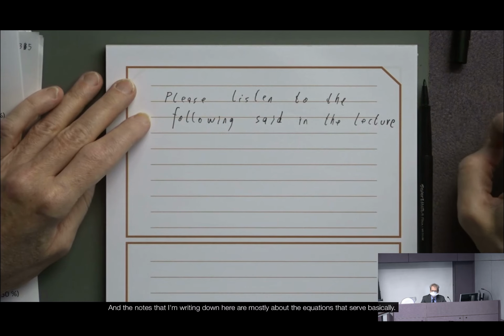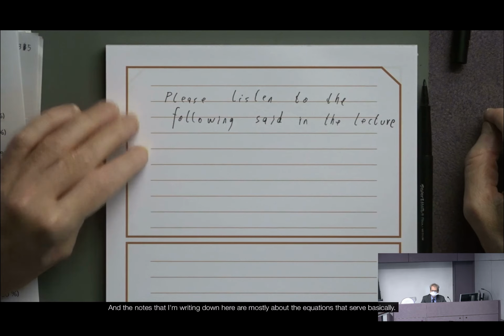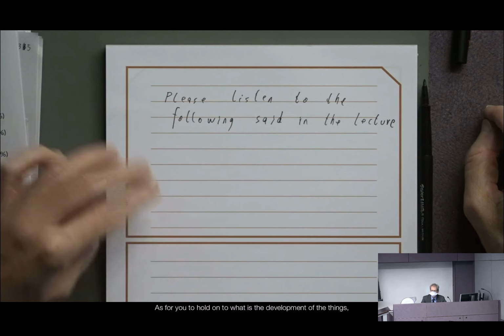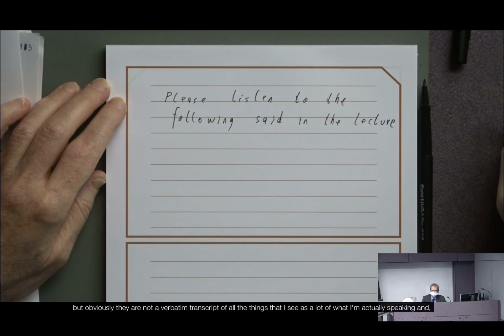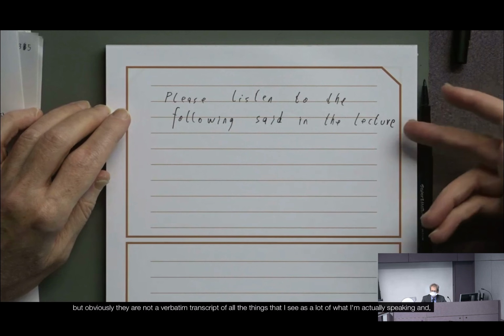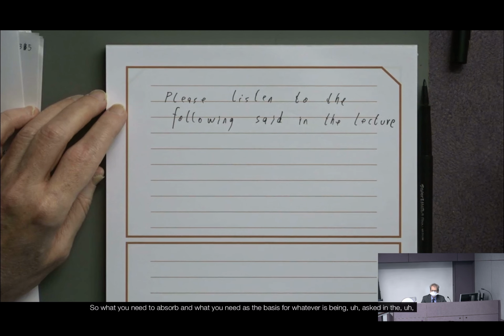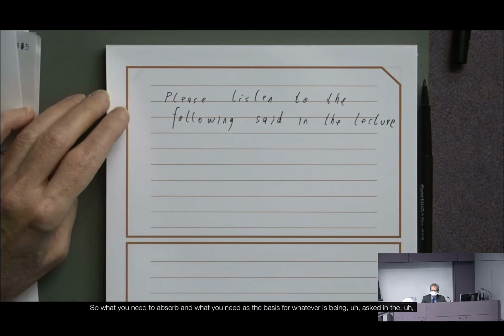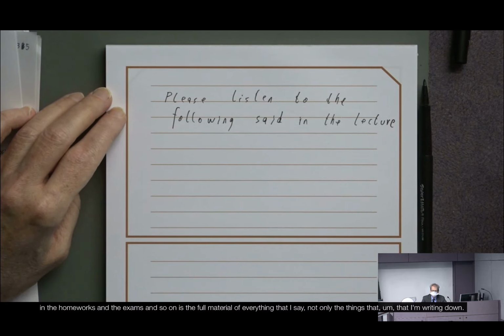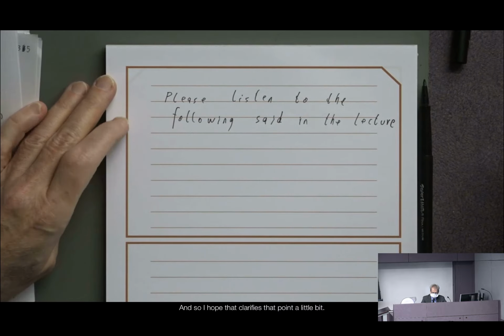And the notes that I'm writing down here are mostly about the equations that serve basically for you to hold on to the development of the things. But obviously, they are not a verbatim transcript of all the things that I say. There's a lot of what I'm actually speaking and giving explanations that never are written down in the notes. So what you need to absorb and what you need as the basis for whatever is being asked in the homeworks, in the exams, and so on, is the full material of everything that I say, not only the things that I'm writing down. And so I hope that clarifies that point a little bit.